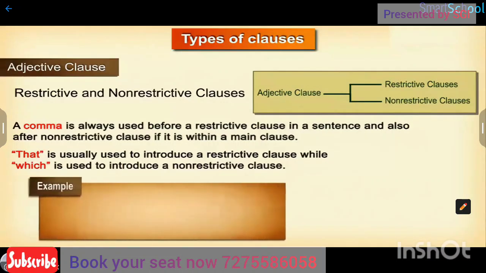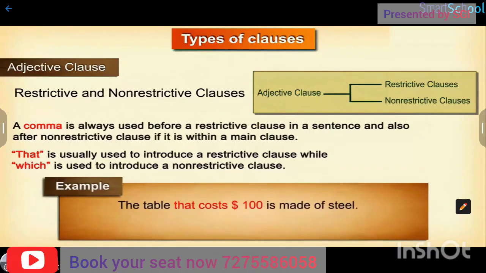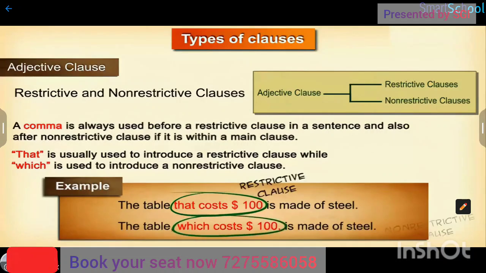For example, the table that costs $100 is made of steel. This sentence contains a restrictive clause. The table, which costs $100, is made of steel. This is an example of a non-restrictive clause.